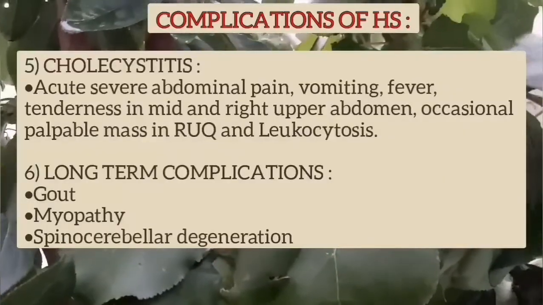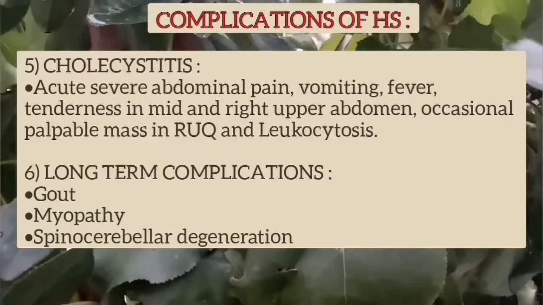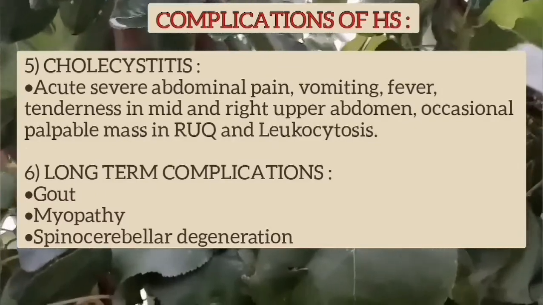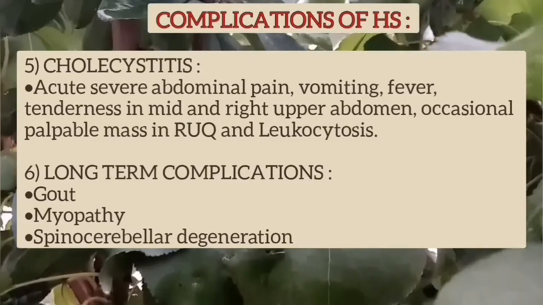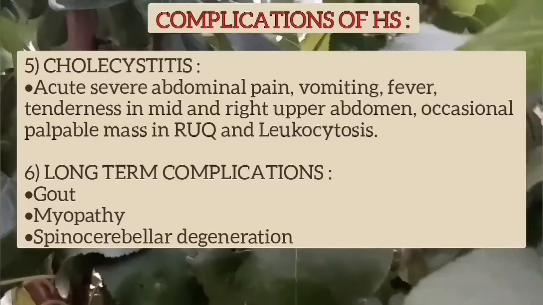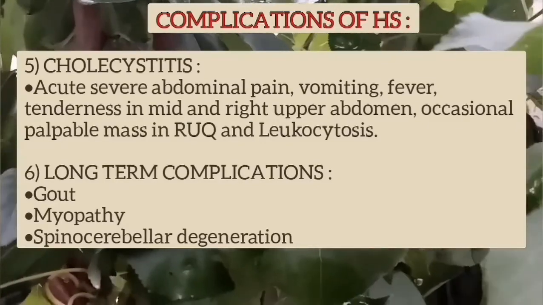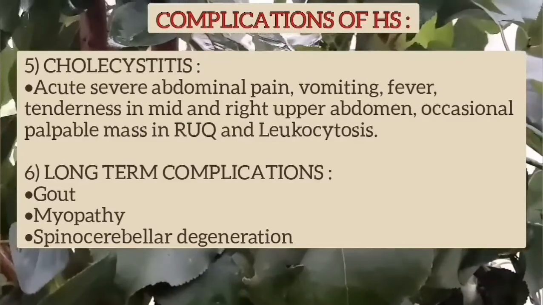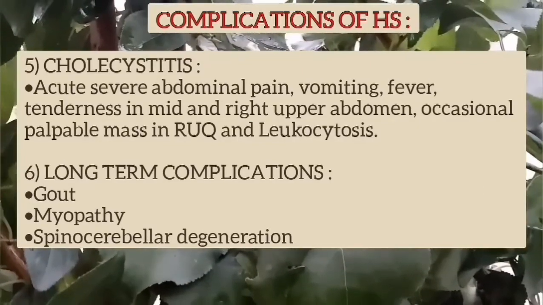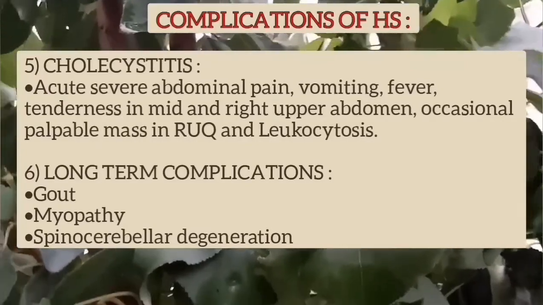So friends, another important complication is cholecystitis. There is acute severe abdominal pain, vomiting, fever and tenderness in mid and right upper abdomen. And there is occasionally a palpable mass in right upper quadrant associated with leukocytosis. Now, long-term complications include gout, myopathy, spinocerebellar degeneration.